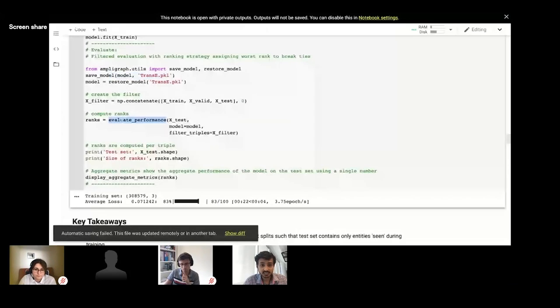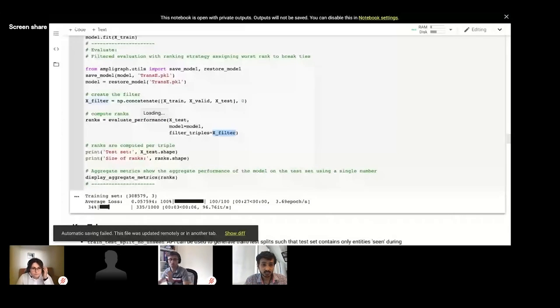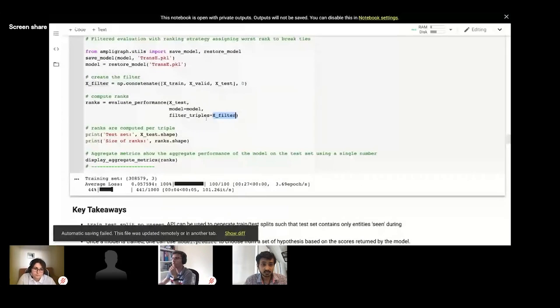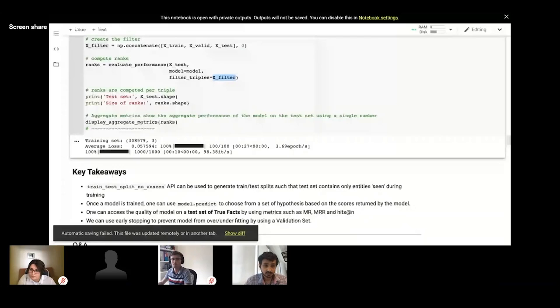You pass the test set, you pass the model along with the true positives that are there in your knowledge graphs, and you get a filtered rank. That's like you generate corruptions per triple, you filter out the true positives and so on. And then you get the ranks, and then you can compute the aggregate metrics on that, right?